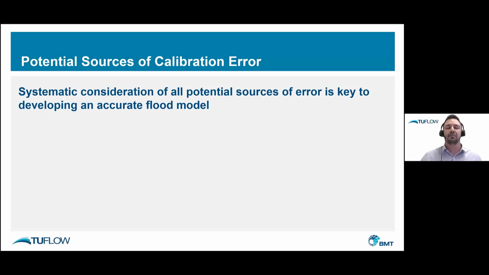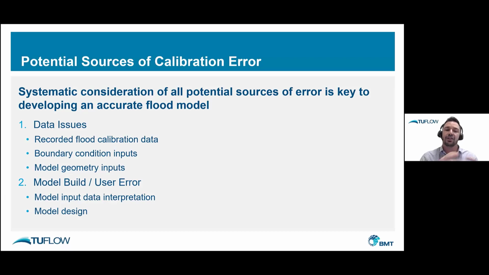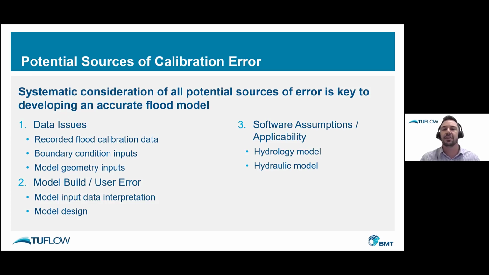Let's now think about modeling. When we start calibrating, I like to approach this by considering systematically all the potential sources of error. So there's data issues. That could well be issues with your recorded calibration data, your boundary condition inputs, your model geometry. How you translate that information into your computer simulation is also a potential source of error. So model input, data interpretation, also your model design. And also there's software assumptions and applicability. So hydrology modeling, hydraulic modeling.